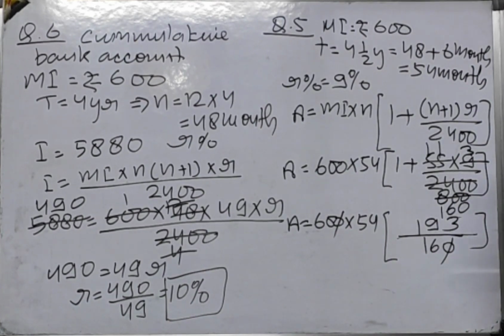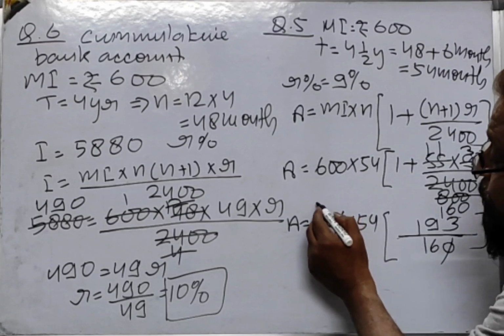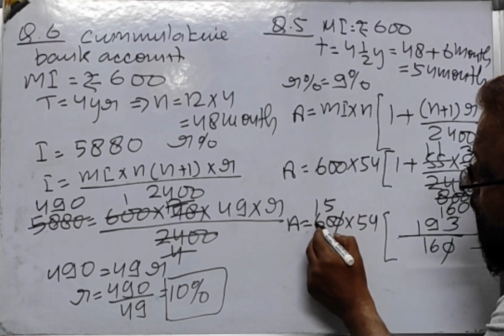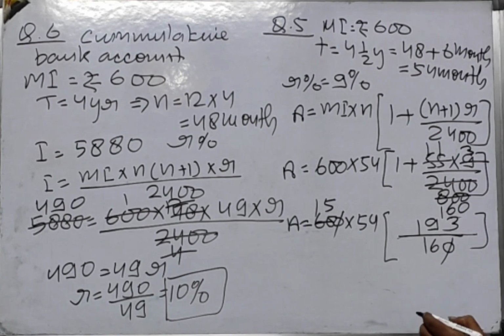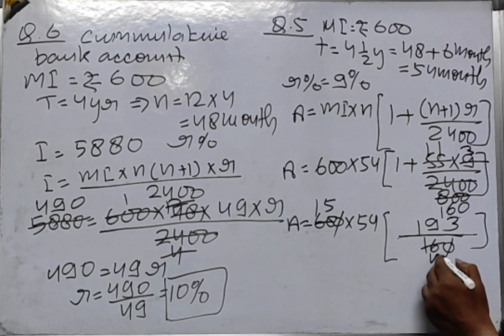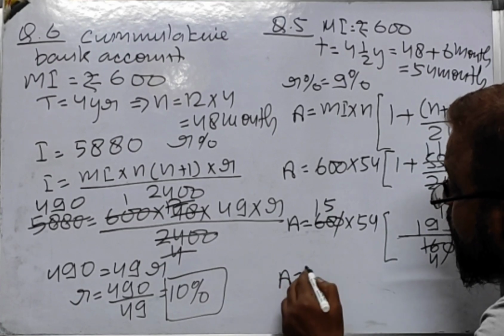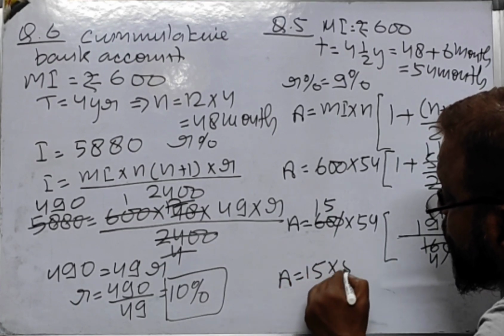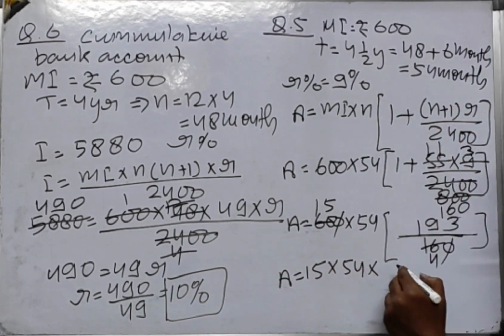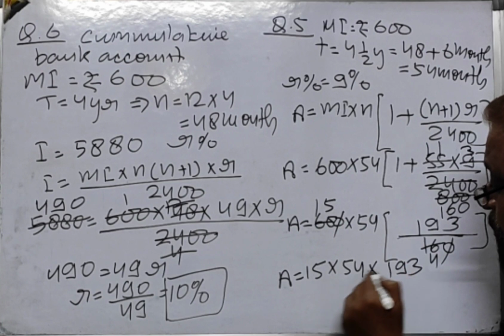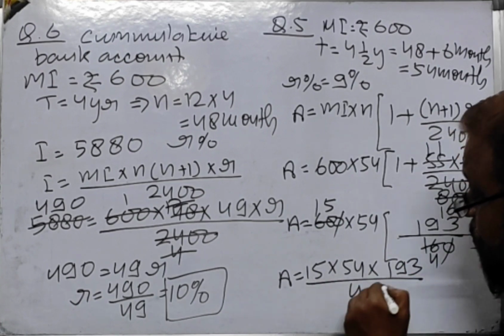Now what will we do? Now we do it with 4. 4 1s are 4, 4 5s are 60, right? And 4 4s are 16. So now we get 15 into 54 into 193 divided by 4. Can you solve it?